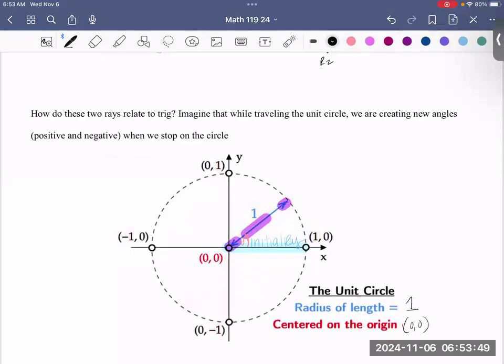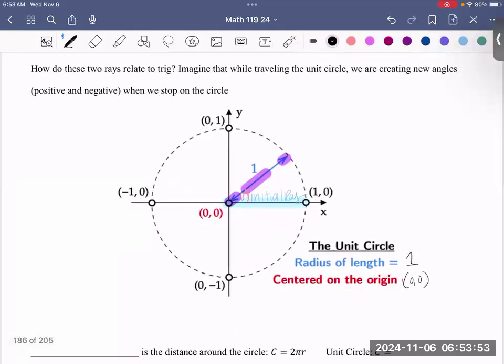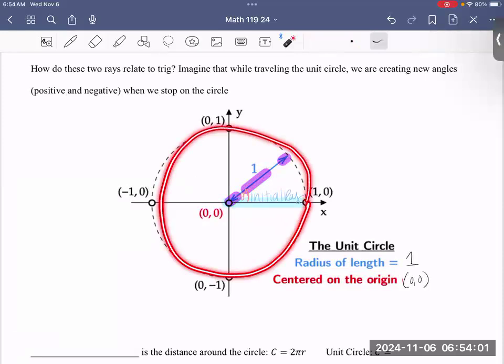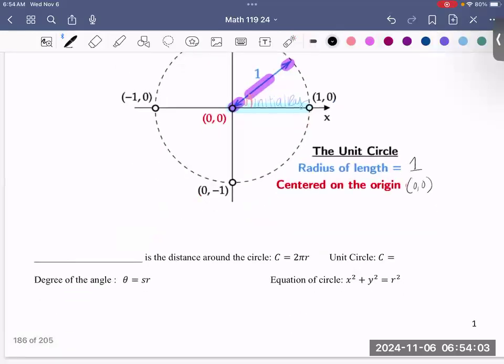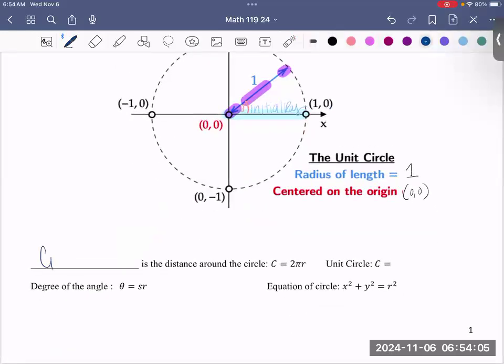So let's talk about geometry a little bit more. What is it called, the distance around the circle? So we just talked about radius here. What is it called if I travel this whole distance here around the circle? Well, this is called the circumference. The circumference is the distance around the circle.